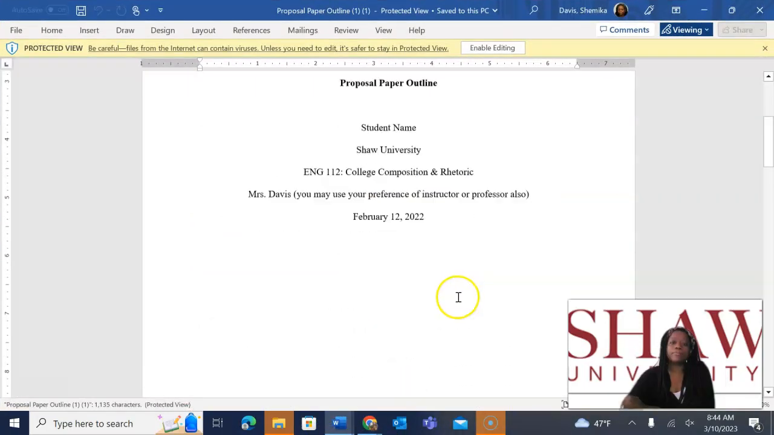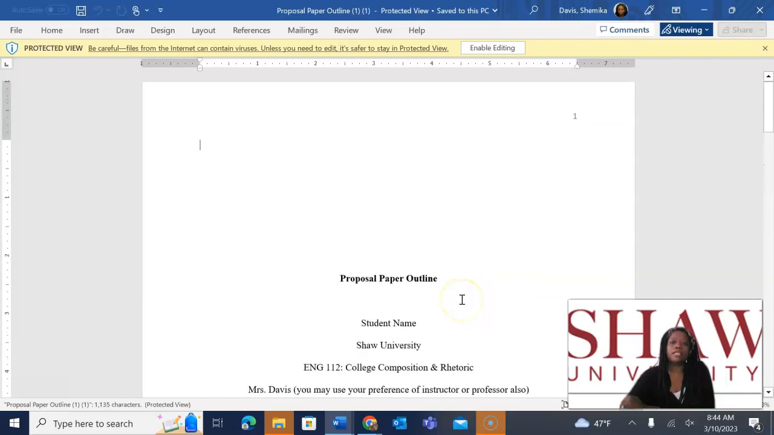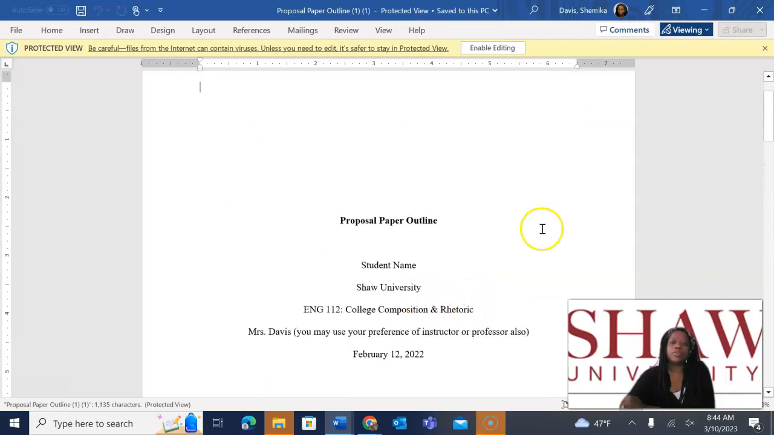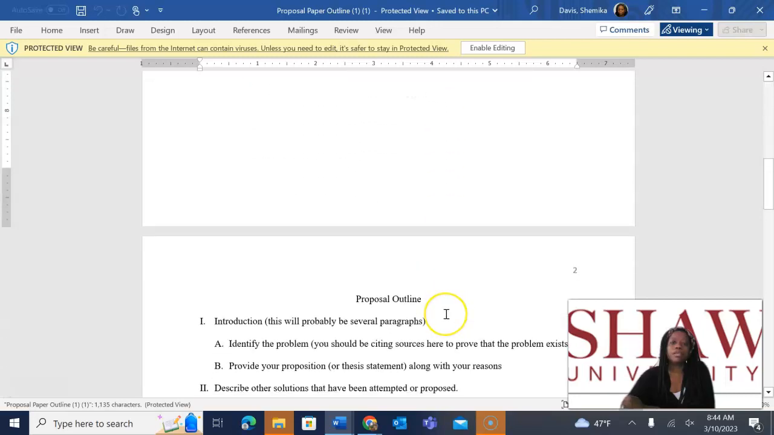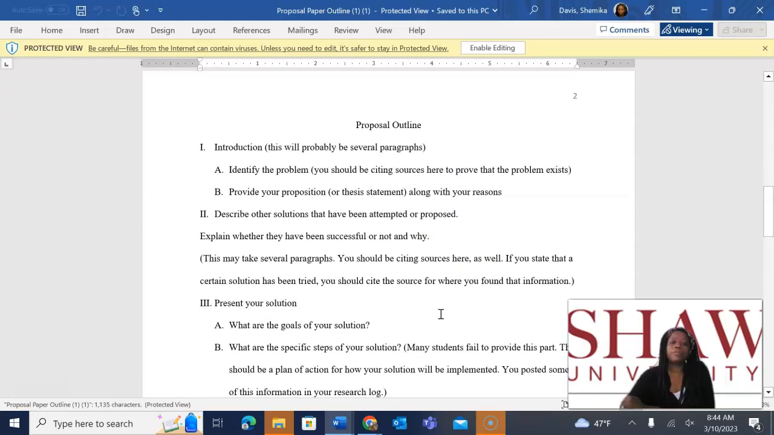Let us see, here we go. So here is the outline. First page, obviously, is your title page. So the first part of it is your introduction. This can be several paragraphs, okay? Pretty much the introduction is all of this part. I cannot highlight it enough, but this is your whole introduction.